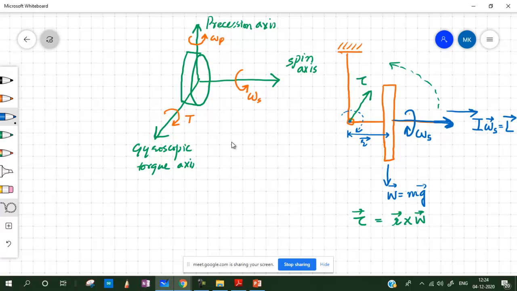Okay, so it actually rotates about this axis, which is, let's say, again velocities, which is omega p, which we call the precession axis. So it precesses, that is the gyroscopic precession. So this we can say, this one, we can exaggerate it back, let's say this axis in the other direction also.